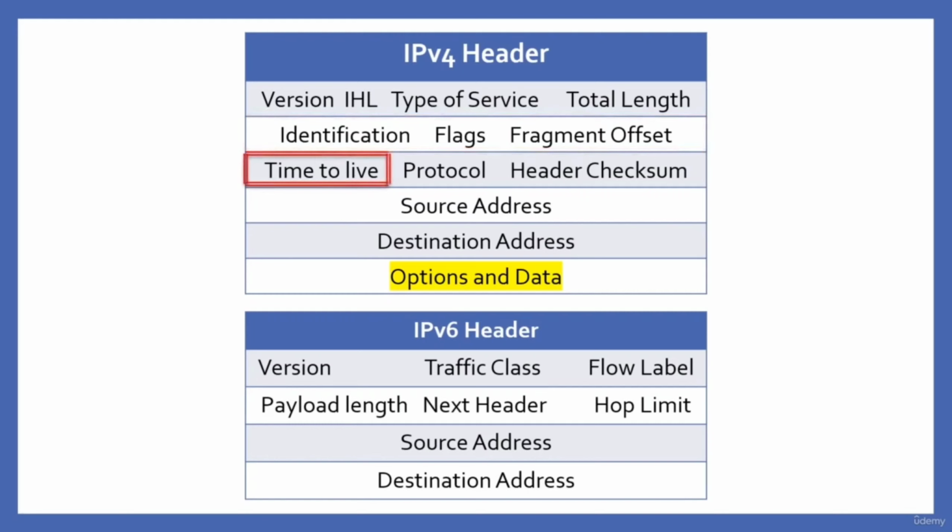The time to live value still exists in an IP version 6 header, however it's called hop limit. And there is no header checksum in an IP version 6 header.